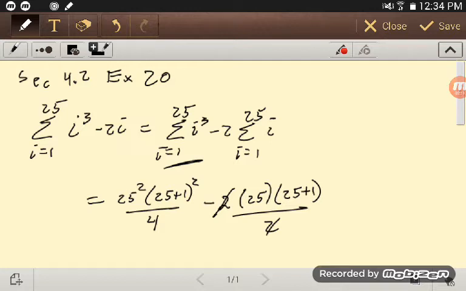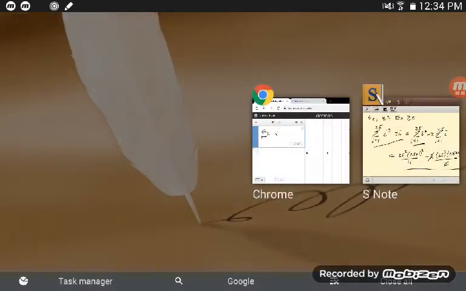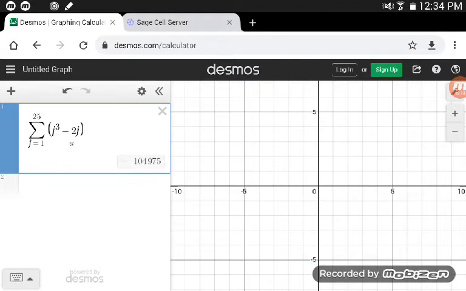So let's go check with Desmos, and we'll actually enter this in and make sure we come up with the same answer. So let's look at Desmos. And according to Desmos, if we do this, we get 104,097. Now notice, I didn't use i's.